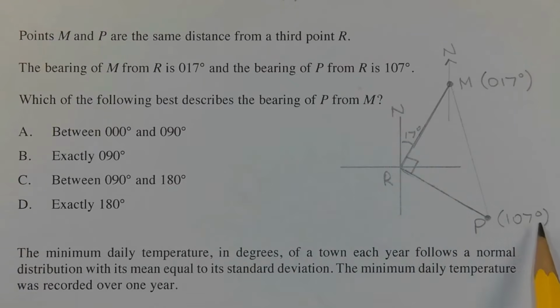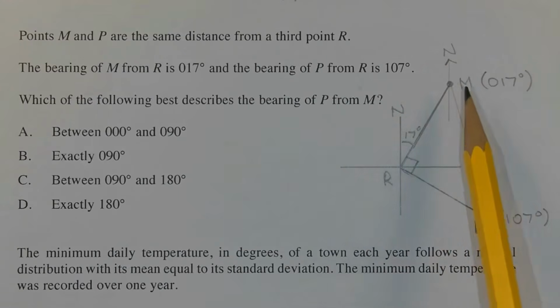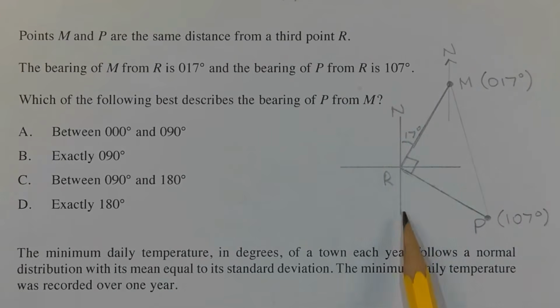Now, it just so happens that 107 degrees is 90 degrees more than 17 degrees. So there's 90 degrees between the bearing of point M and the bearing of point P, and I've shown that with a 90-degree symbol here. Now, the question is, which of the following best describes the bearing of P from M? I've shown the distance MR and PR to be roughly the same. I've drawn a north-south axis through point M, so this north-south axis is parallel to this north-south axis here through point R.